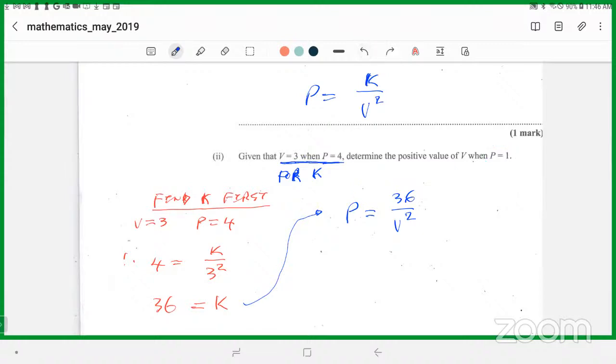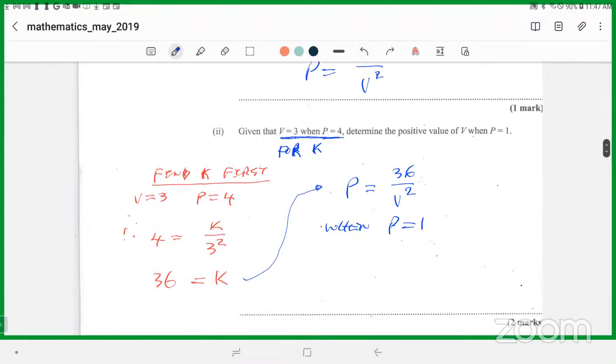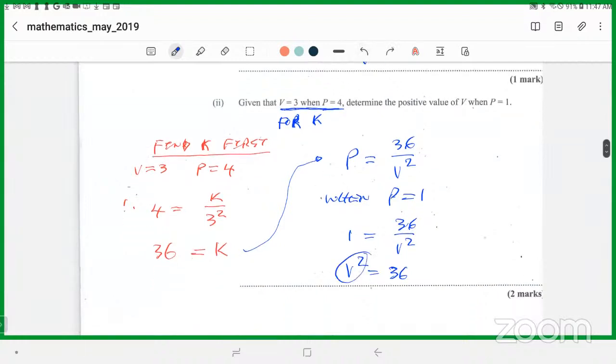So let's write it. When P equals 1, it means that 1 right here is going to be 36 over V squared. So it simply means that V squared equals 36. If I multiply by the V squared here, we get V squared equals 36. Put another way, if a fraction is equal to 1, then the numerator and the denominator are equal. And if V squared equals 36, then we square root both sides to get the V.